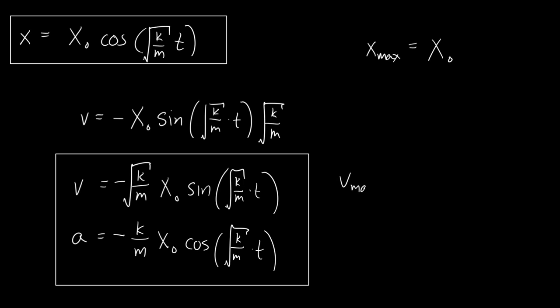v max is when sine is 1. I'm dropping the negative sign because it's just talking about how fast it's going. Obviously, it's going to be going one direction or the other through the center. But this has to be the max. Oh, I forgot the x naught. Sorry, x naught. And a max has to be when cosine is 1.